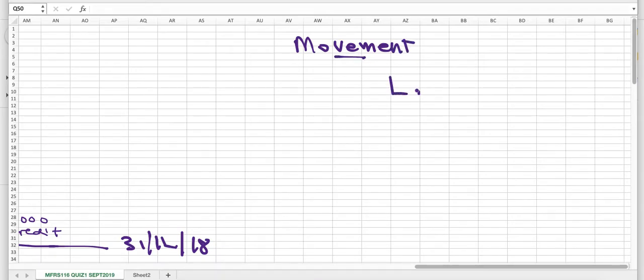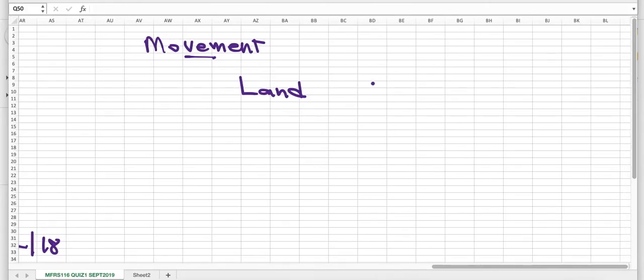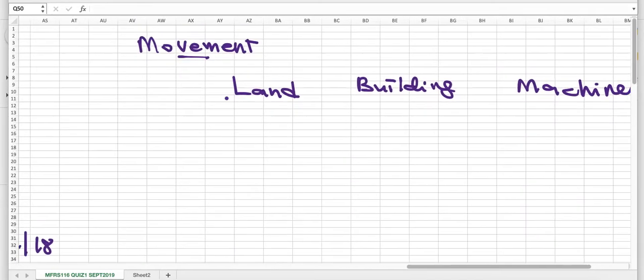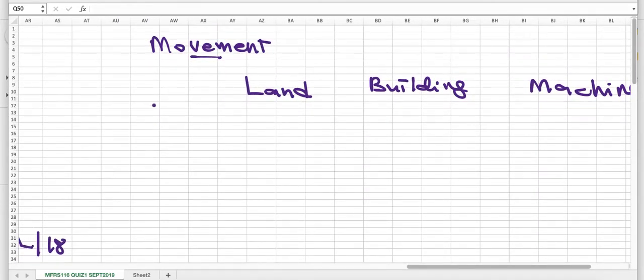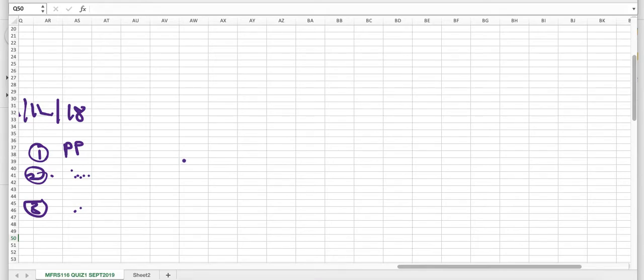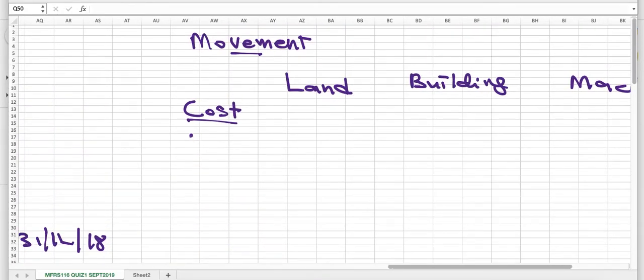Okay, so we will divide the movement. We have land, building, and machinery. So when we prepare the movement, just like your notes to the account, you have cost here and accumulated depreciation. So you have balance BD, and then the additional item, and then you have balance CD later on. Okay, let's write the balance BD first.